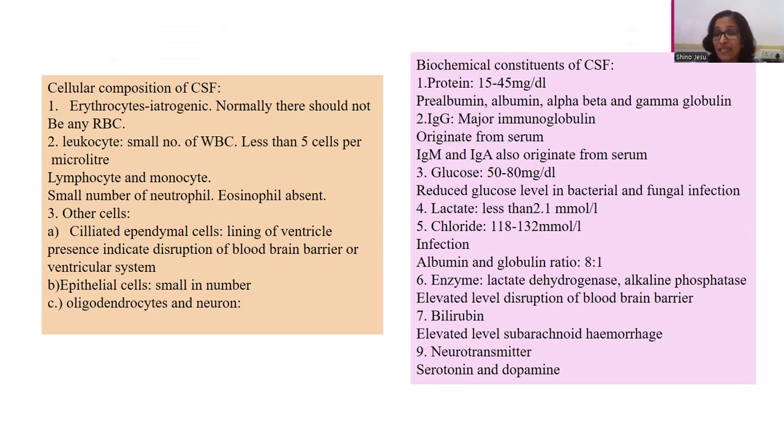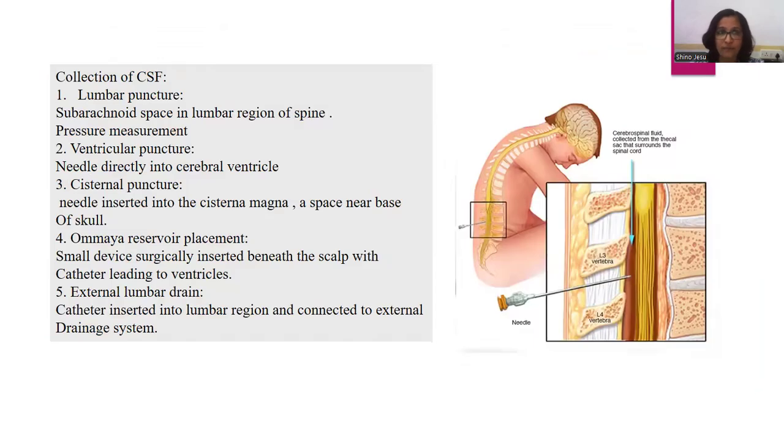And enzymes like lactic dehydrogenase and alkaline phosphatase, elevated levels of these can be a signal of the disruption of the blood-brain barrier. Bilirubin's presence can also be seen because of the elevated levels in subarachnoid hemorrhages. And the neurotransmitters like serotonin and dopamine are also seen to a very low extent.